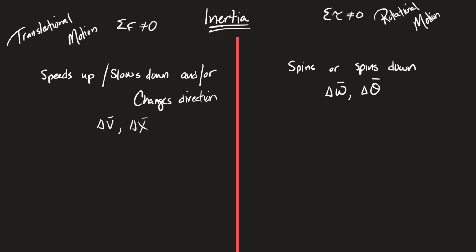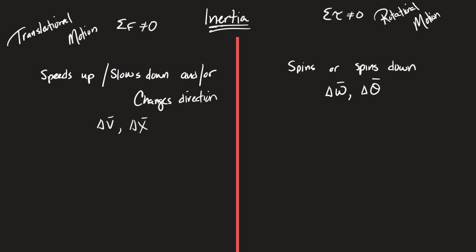For an object that is experiencing an unbalanced force, its motion is going to change. And so we're talking about translational motion. It's going to change how fast it's going or what direction it's going. For rotational motion, it's going to spin faster or spin slower. Now, this part is the hard part. All of this is tempered by inertia.